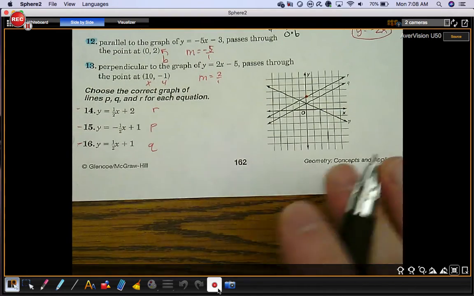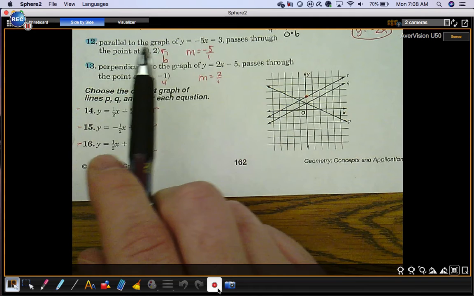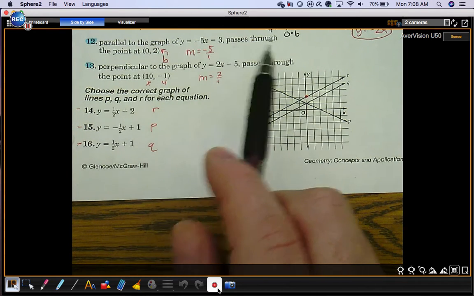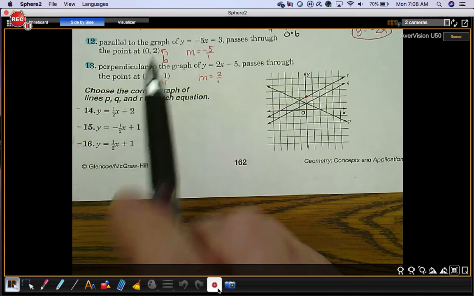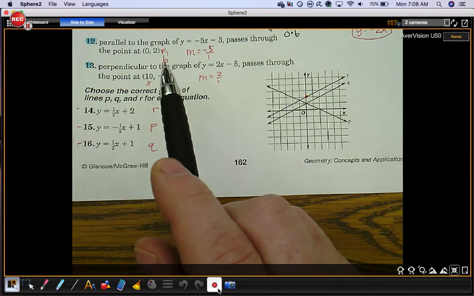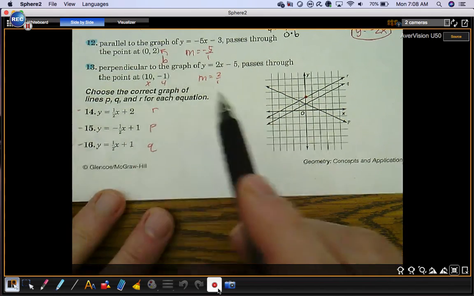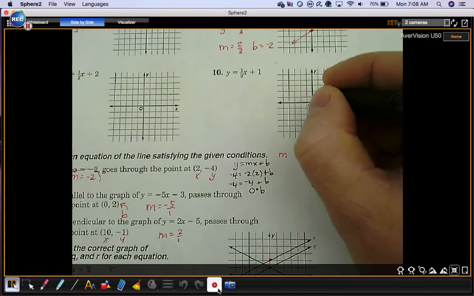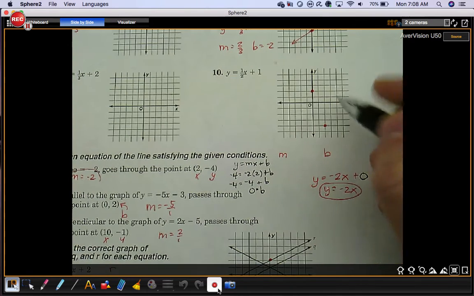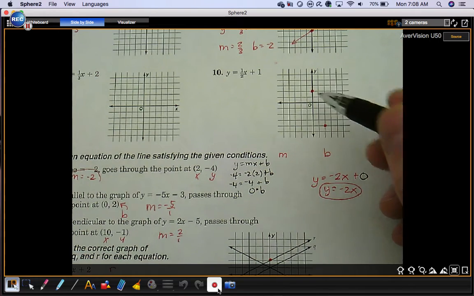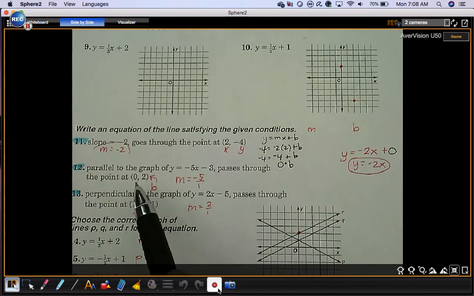Number 12. We want the equation of a line that is parallel to this graph, y equals -5x minus 3, and it also needs to pass through the ordered pair (0, 2). And notice how I made a little note here. This ordered pair (0, 2) is the y-intercept, because if I would plot the ordered pair (0, 2), it puts me right here, which is on the y-axis. Okay? So that is definitely a y-intercept. Another way you know is the x value is 0. Anytime your x value is 0, that y value is the y-intercept.